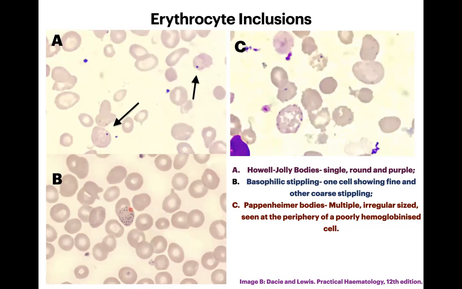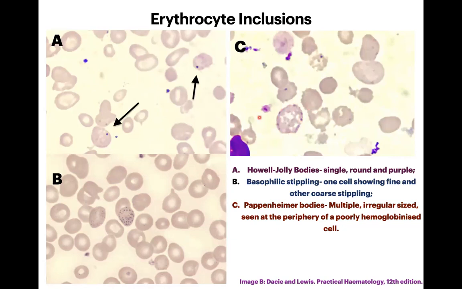The second image is of basophilic stippling. The two cells are showing different kinds. The one on the left is showing this fine basophilic stippling, and on the right it is showing the coarse basophilic stippling. The third image is of a cell taken from a case of thalassemia. The Pappenheimer bodies are there. So this patient also had autoimmune hemolytic anemia simultaneously. But you can see there are multiple, they are light blue to purple in color, and they are arranged at the periphery of the cells.